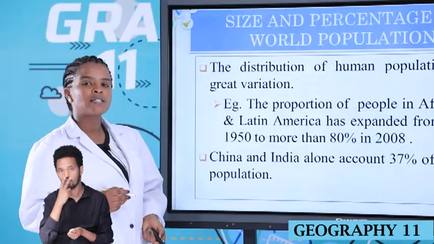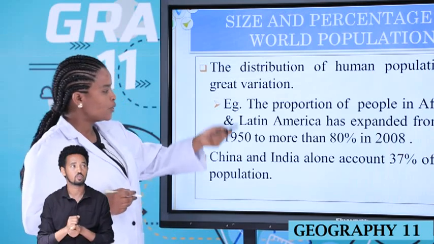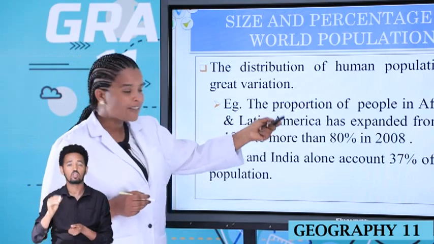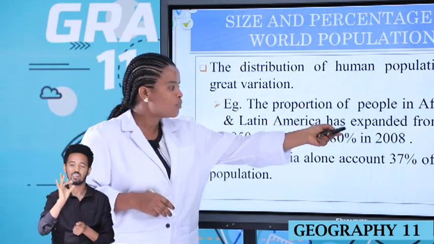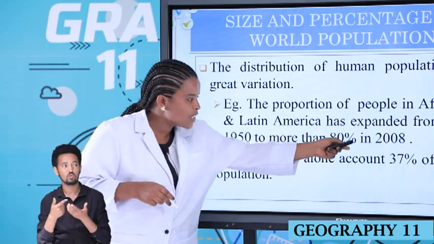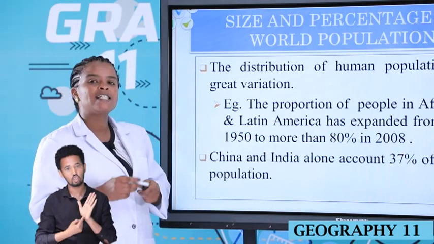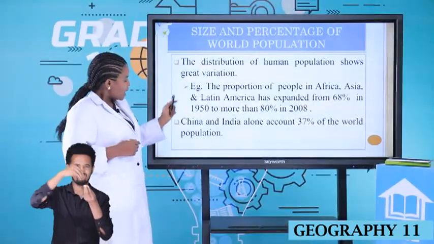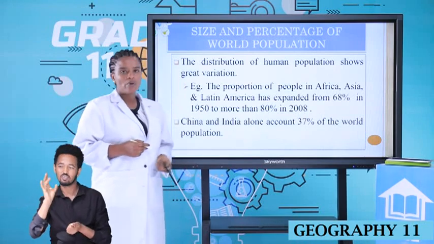Let us see the size of the world population. During the 1950s, the Asian, African, and Latin American population together accounted for 68% of the world population. But it increased rapidly. By 2000, it reached 18%. This shows there is a rapid population increase in the world. China and India alone account for 37% of the world population.